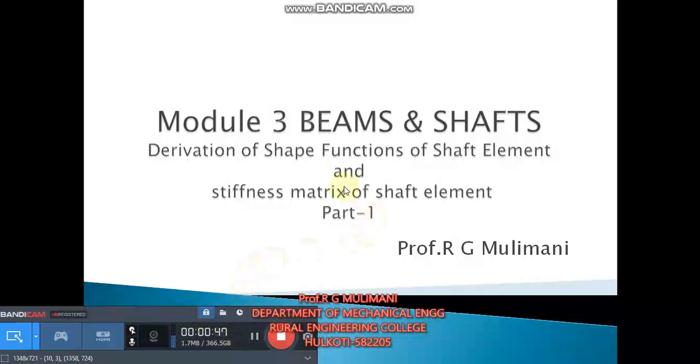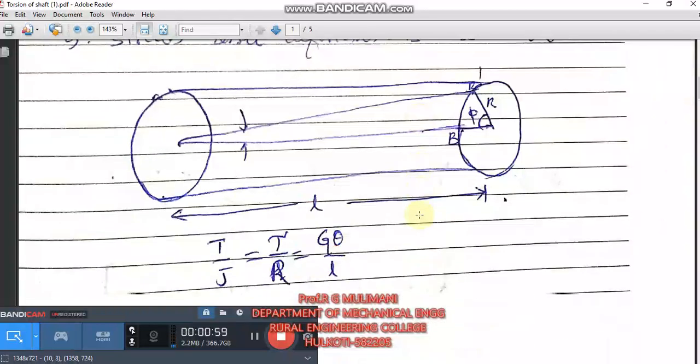Already we have studied the torsion of shaft in the mechanics of materials, where we derived the torsion equation, that is T by J equal to tau by R, equal to G theta by L, where T is the torsional moment, J is the polar moment of inertia, tau is the shear stress, R is the radius, G is the modulus of rigidity, theta is the angle of twist, and L is the length of the shaft.